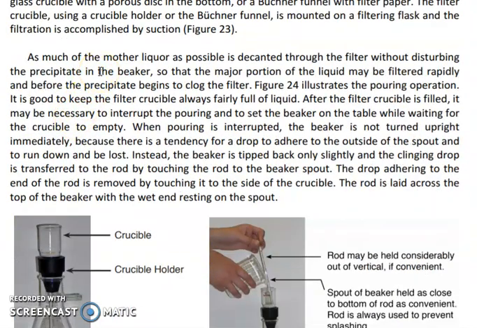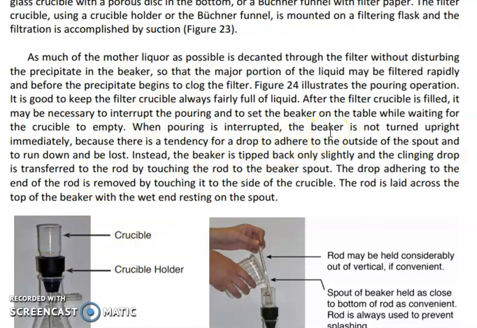So friends, as much of the mother liquor as possible should be decanted through the filter without disturbing the precipitate in the beaker, so that the major portion of the liquid may be filtered rapidly and before the precipitate begins to clog the filter. Clog the filter means sometimes it is not working properly.